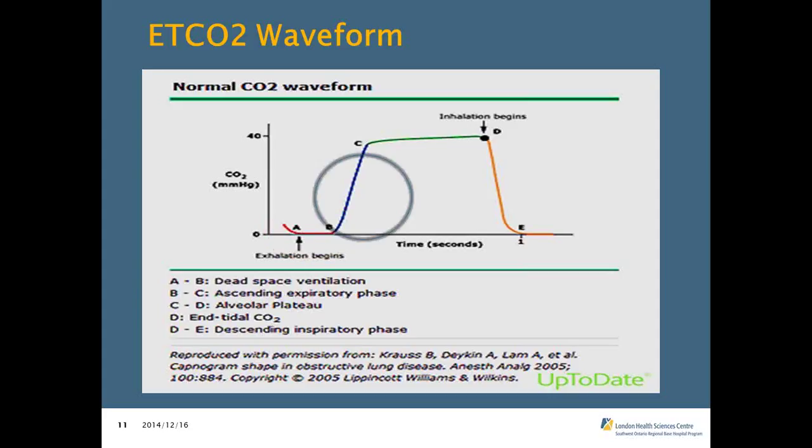In the second phase, now circled in blue, is the ascending expiratory phase, when the EndTidal CO2 increases rapidly. This is occurring when carbon dioxide is expelled from the alveoli, and those gases replace the dead space gases, so we start to see a rise in the EndTidal CO2 level.